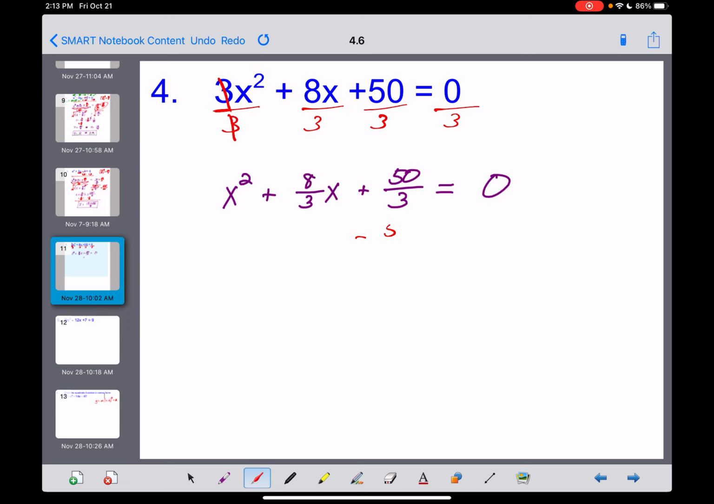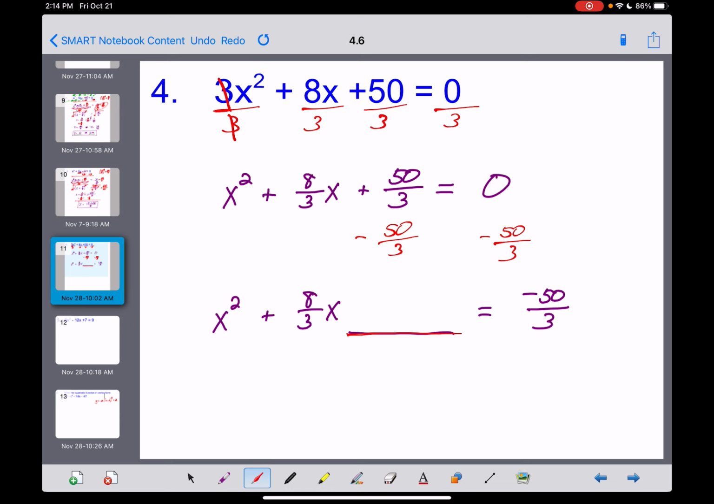We're going to move c over to the right. So minus 50/3 on both sides. And that'll get us x squared plus 8/3 x, and then a blank, is equal to, and we've got a negative 50/3 there on the right side. So now we need to figure out what to put right here.